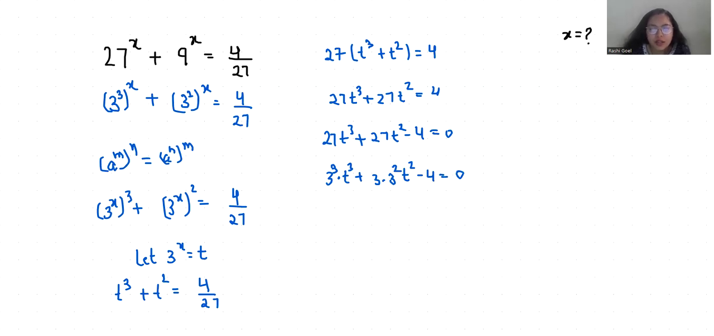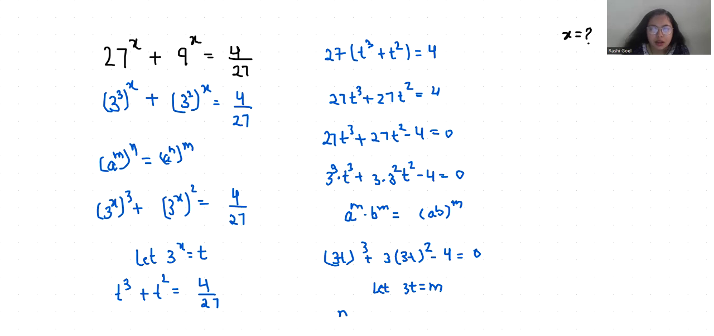According to the exponent rule, a^m times b^m is equals to (ab)^m. So (3t)^3 + 3 times (3t)^2 - 4 = 0. Now again I am taking a substitution. Let 3t be equal to m. So m^3 + 3m^2 - 4 = 0.